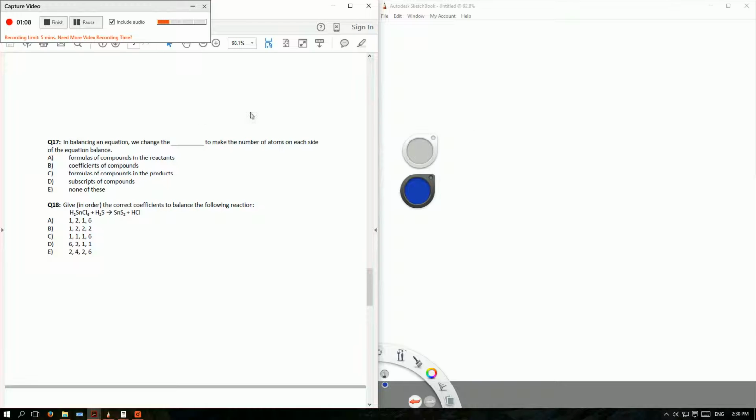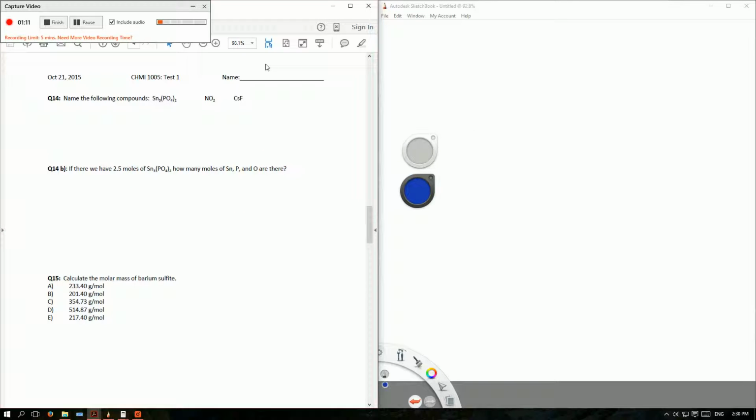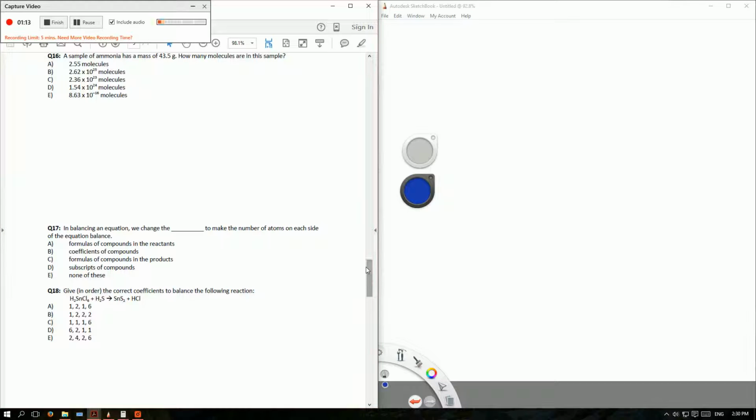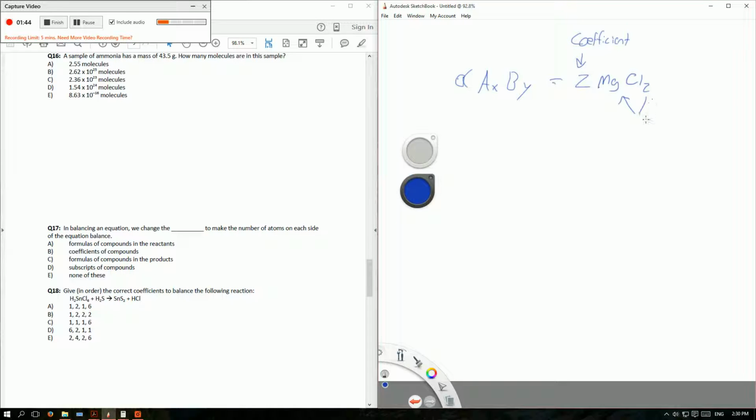Okay, question 7. Balancing equation, we change what to balance each side. So remember, if you have a compound like this, or if we have, say, for example, 2 NaCl, or more specifically 2 MgCl2, here we have our coefficient, and here are our subscripts.